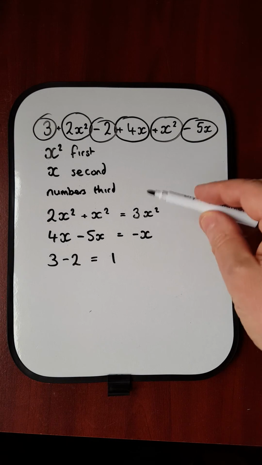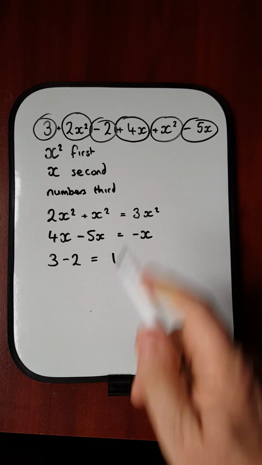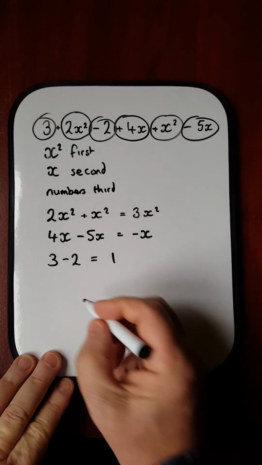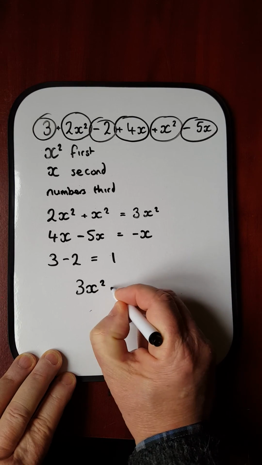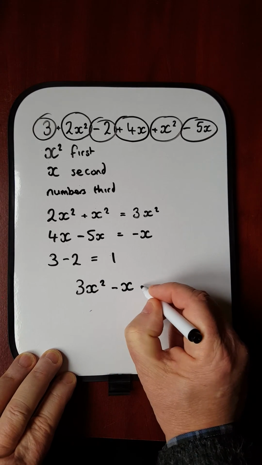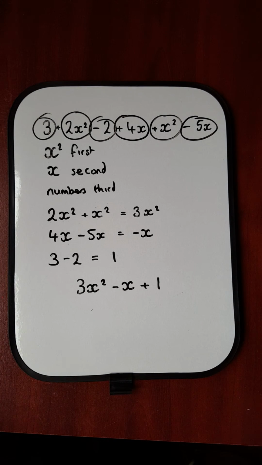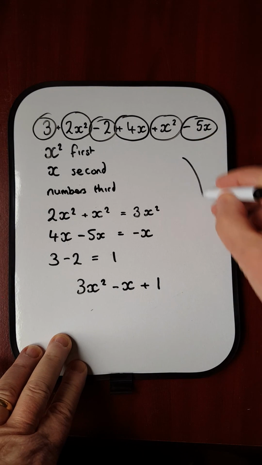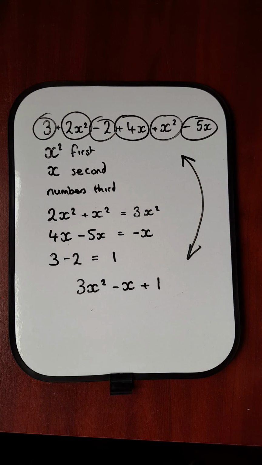What we've got down in this vertical column at the end of our equal signs now is the simplified version of that across the top. When we've collected all the like terms together, we've got 3 lots of x squareds minus x plus 1. So that top line has now become this bottom line. Okay, that's collecting like terms.